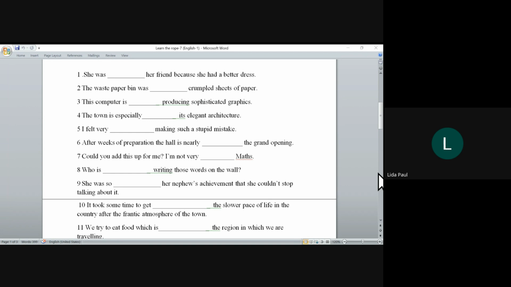Tenth one: It took some time to get dash the slower pace of life in the country after the frantic atmosphere of the town. A little longer sentence. Accustomed to? Yes, correct. So it took some time to get accustomed to the slower pace of life in the country after the frantic atmosphere of the town. So accustomed to, always accustomed to, that is the collocational usage. I'll scroll up the document a bit.